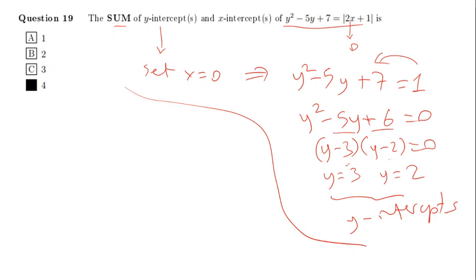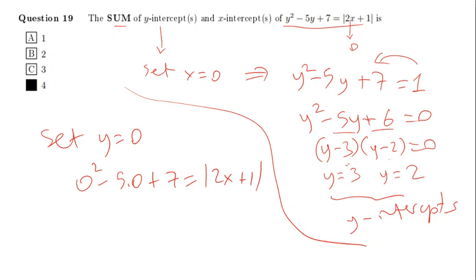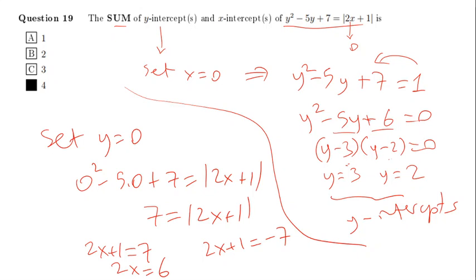Now, for the x-intercept, set y equal to 0, and you got 0 squared minus 5 times 0 plus 7 is equal to the absolute value of 2x plus 1. Now it will be 7 equal to the absolute value of 2x plus 1. So this will give us 2x plus 1 is equal to 7, and 2x plus 1 is equal to minus 7. So 2x equal to 6, and 2x equal to minus 8.